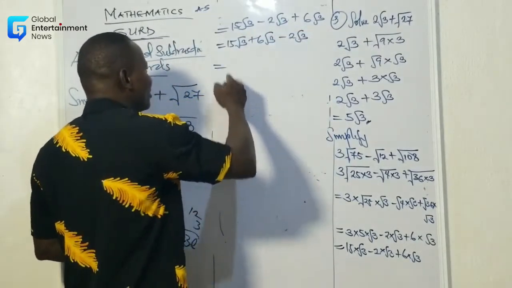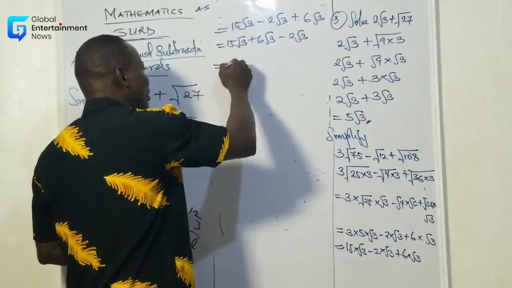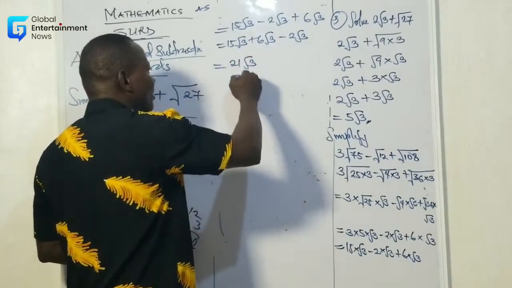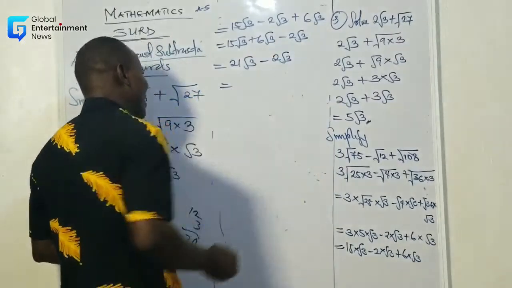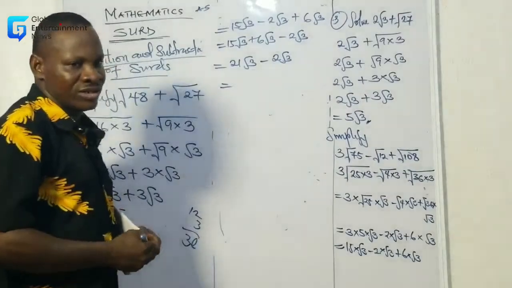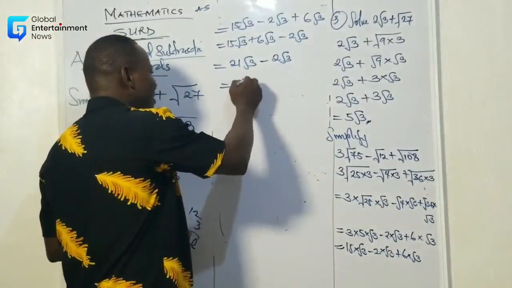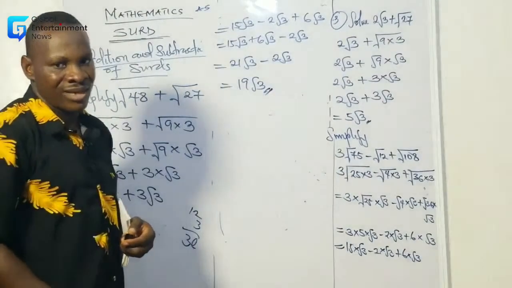Then we have 15 root 3 plus 6 root 3, which is 21 root 3. Minus 2 root 3. My final answer now is 21 root 3 minus 2 root 3, which is 19 root 3. And that is my final answer.